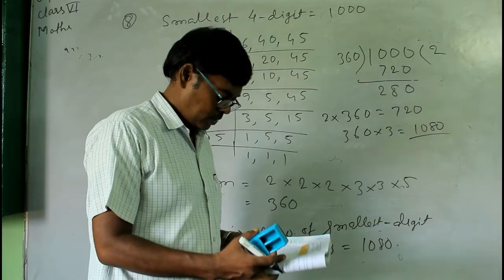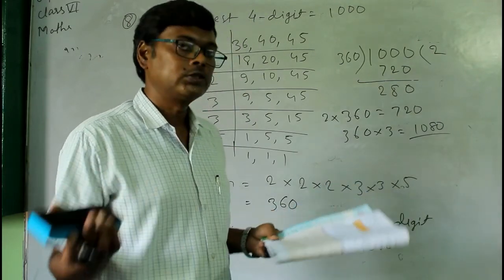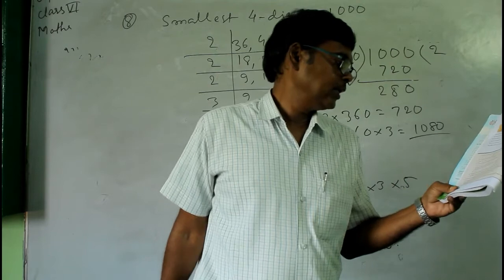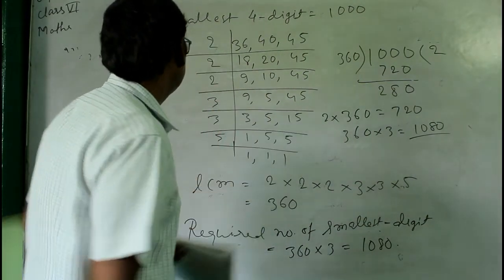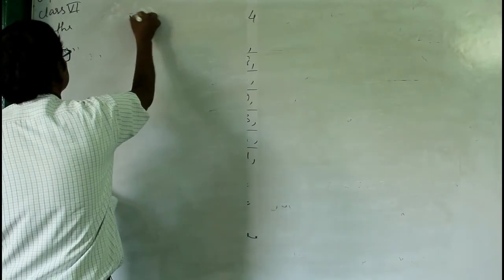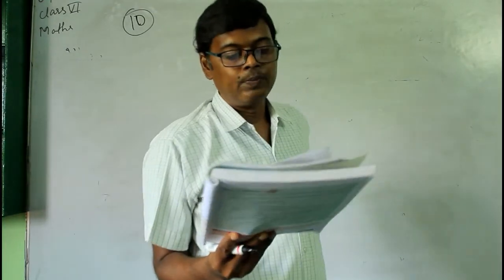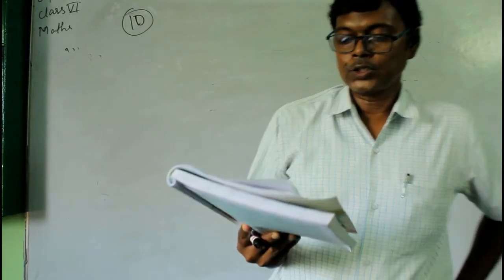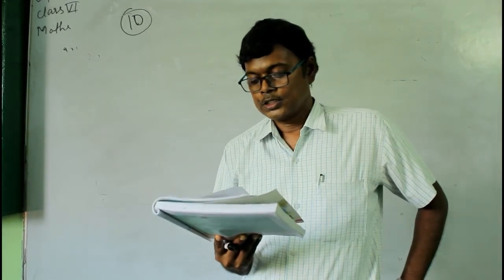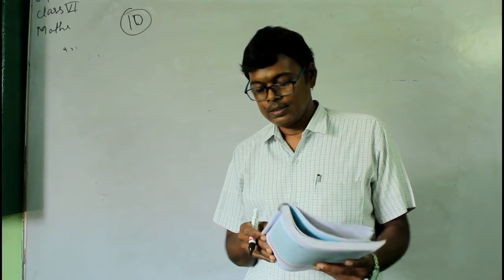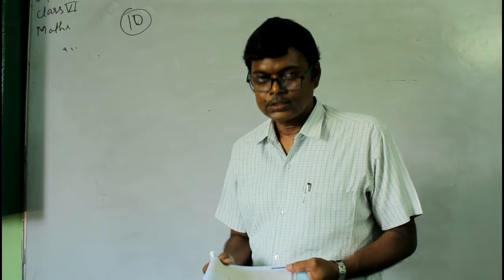Okay. So now this is done, and question number 9 is also similar. Okay. And then there is a last question number 10. Here I will do the question number 10. What is in this question? In this question, 4 bells ring at intervals of 8, 10, 12 and 14 minutes respectively. At what time will they again ring together if they rang together at 7 a.m.